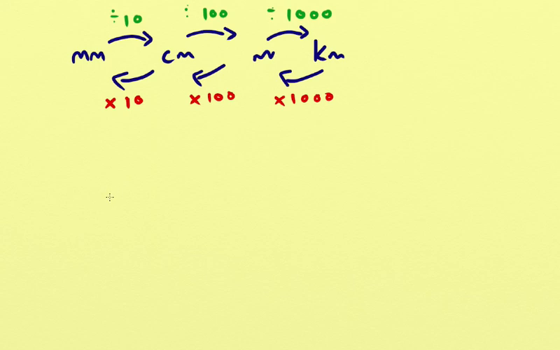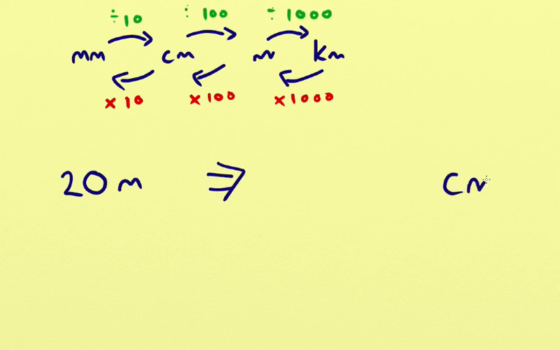Right, let's get straight on to another example. Let's say we had 20 metres and we want to get it into centimetres. So we want to know how many centimetres are actually in this 20 metres. So we have a look at what we've got to start with. We've got 20 metres, so this is our starting point.